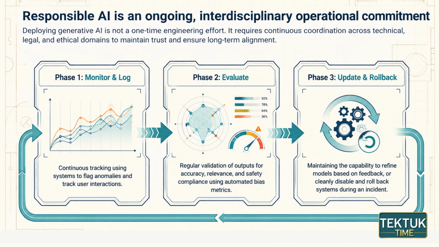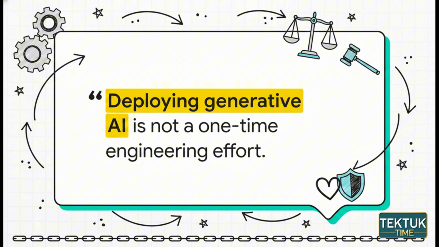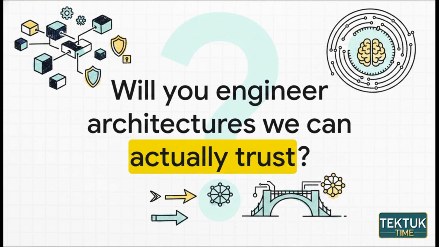I want to lock in today's core lesson with this exact thought. Deploying generative AI is not a one-time engineering effort. It requires continuous coordination across technical, legal, and ethical domains to maintain trust and ensure long-term alignment. That right there is the absolute heart of what we are doing in this field. Responsible AI is an ongoing, interdisciplinary commitment. It never stops.